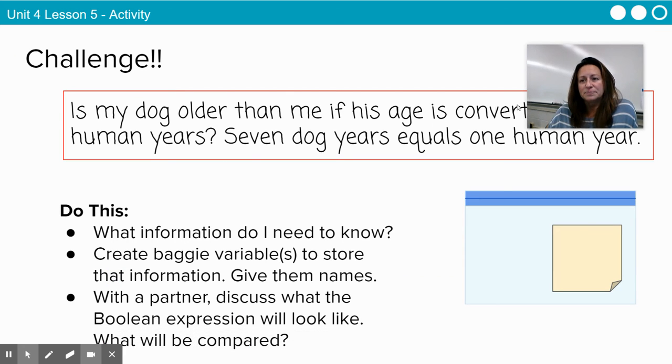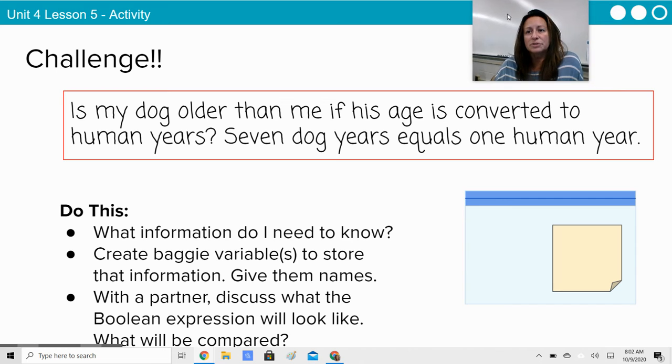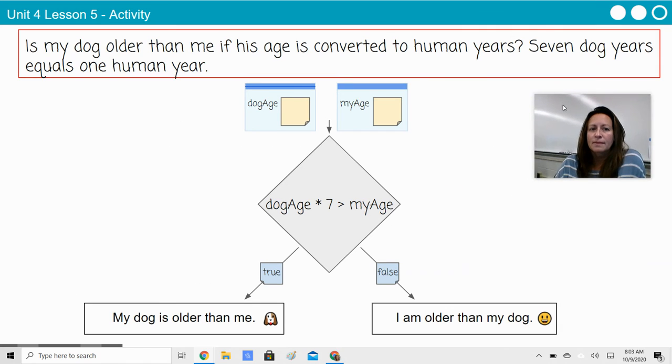All right, challenge. Is my dog older than me if his age is converted to human years? 7 dog years equals 1 human year. What information do I need to know? Create a variable. What would this Boolean expression look like? Maybe you have two variables, dog age and my age. The expression dog age times 7 is greater than my age sums up the comparison of the challenge.